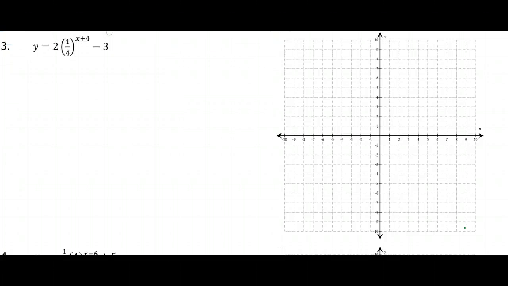Okay, looking at number 3, let's first of all talk about the horizontal asymptote for this one. Your k value is negative 3, so that means I have a horizontal asymptote at the line y equals negative 3. So that's going to be right down here.